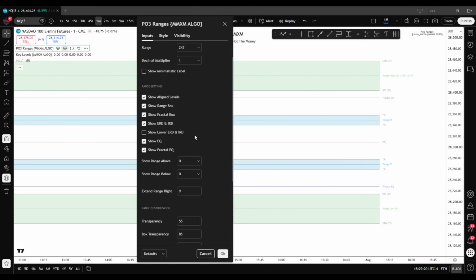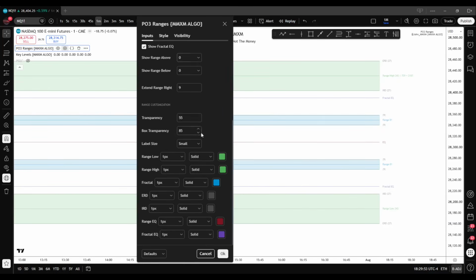You have EQ right here, the midpoint between high and low, and you also have fractal EQ, which is the midpoint between the fractal levels and the range high, and also the range low and the fractal level above it. No range above and below basically adds a range over this one, and extend range to the right is how many bars, how many candles ahead you want the power of 3 ranges to show up in. Then you have customization, which is totally up to you. You can keep it how I have it.